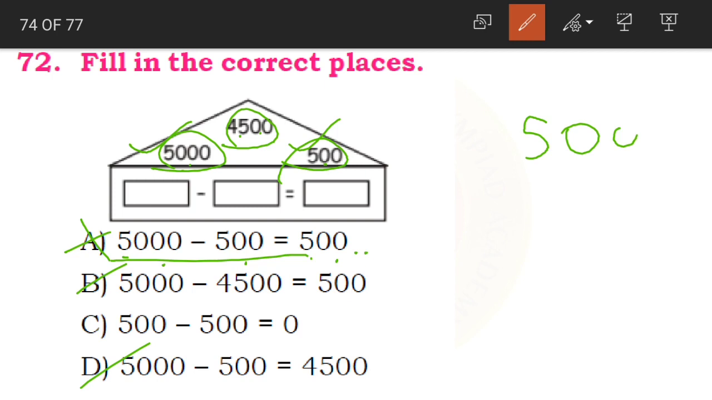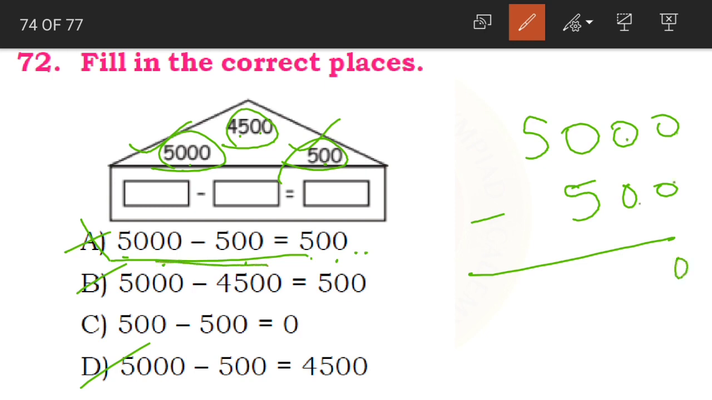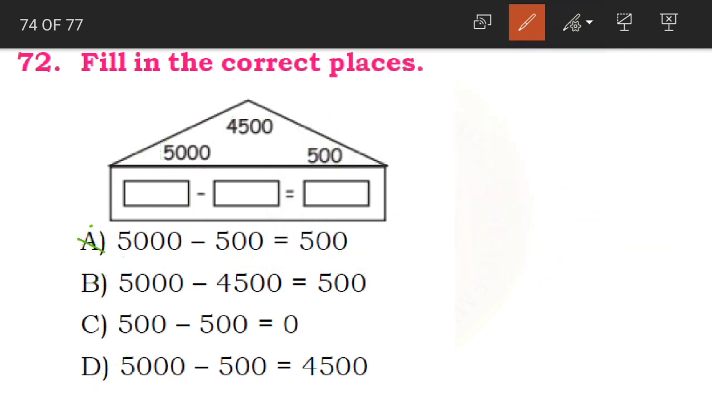Or else, another point why it is our wrong answer: when we subtract 500 from 5000, yes, 0 minus 0, 0, 0 minus 0, again 0. Now 0 minus 5 is not possible, so we'll borrow. 0 becomes 10, 5 becomes 5 minus 1, 4. Now 10 minus 5 is 5 and 4. What is the answer, children? 4500. But here the difference is given as 500. So option A is not our correct answer.